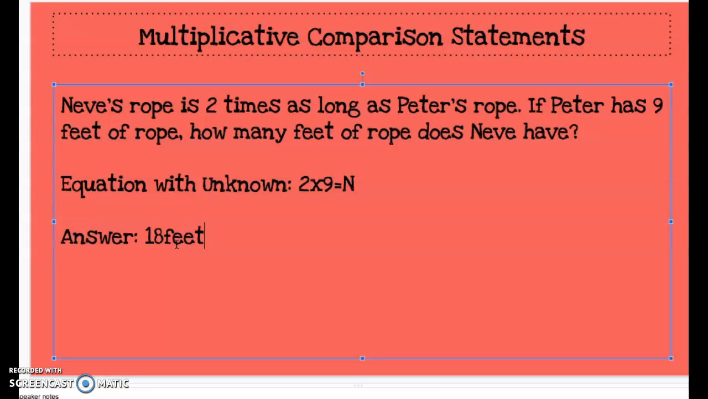Today, you're going to be working on solving multiplicative comparison number story statements. They're going to ask you to multiply, so keep that in mind as you're starting your work. All right, let's get started.